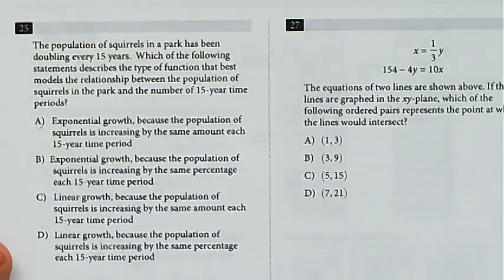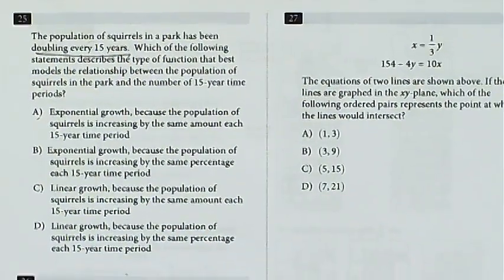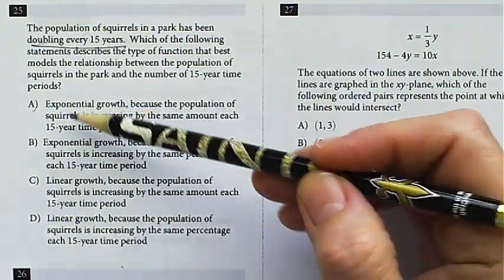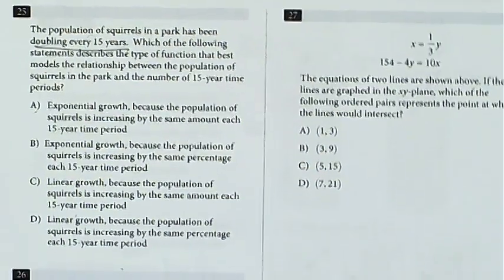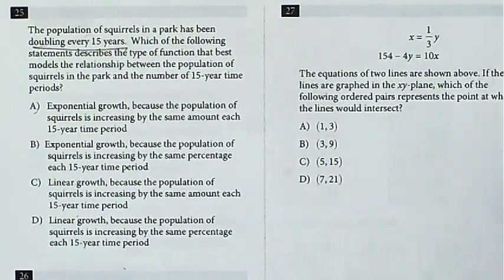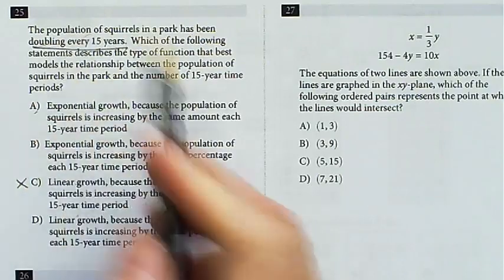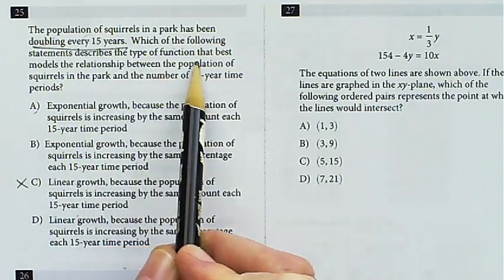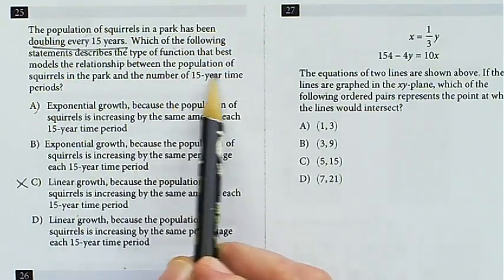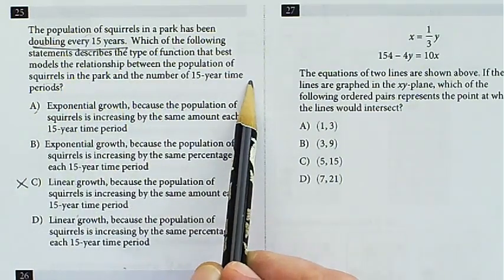Okay, 25. Population of squirrels has been doubling every 15 years. There's the clue right there. If you look at these choices, exponential, linear. They want you to decide, is this exponential or linear? Remember the rabbits, the bunnies, they doubled? That was one of our first examples on exponential growth last year. So we know it's not going to be linear, and I haven't even finished reading the question. I should finish it. Which of the following statements describes the type of function that best models the relationship between the population of squirrels in the park and the number of 15-year time periods?